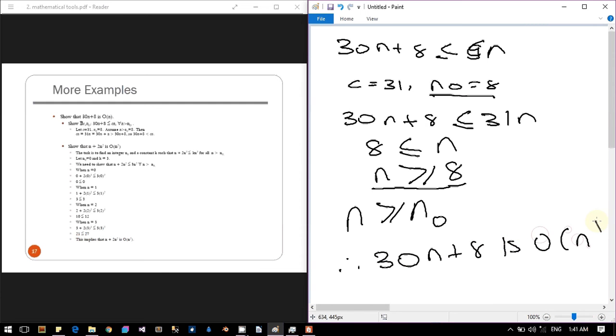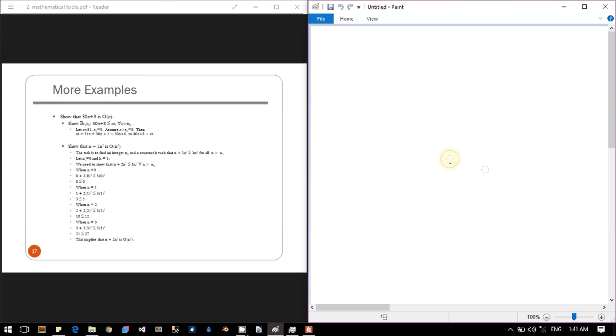So when they say prove that something is of a particular order, what they are trying to tell you is: get that constant c, get that constant n naught, and from there you can prove it. So let me use another example to explain that.